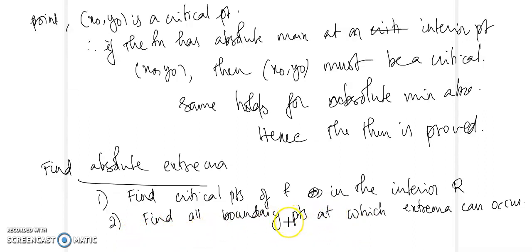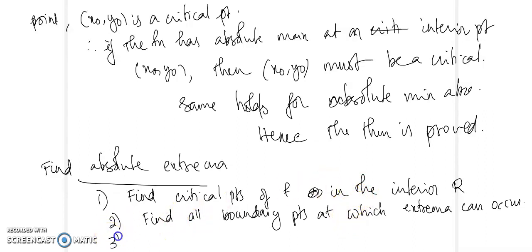When we do this step, we have learned in the one-variable case that the maximum or minimum will occur either inside your interval or at the end points. So find the value of the function at the end points as well, because your maximum or minimum can occur at the end points also. So that is also done in the second step.